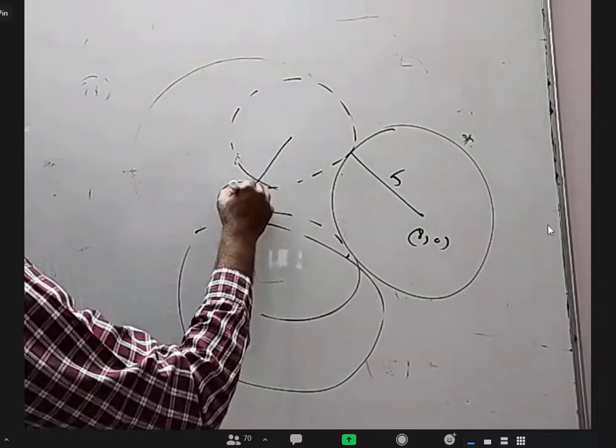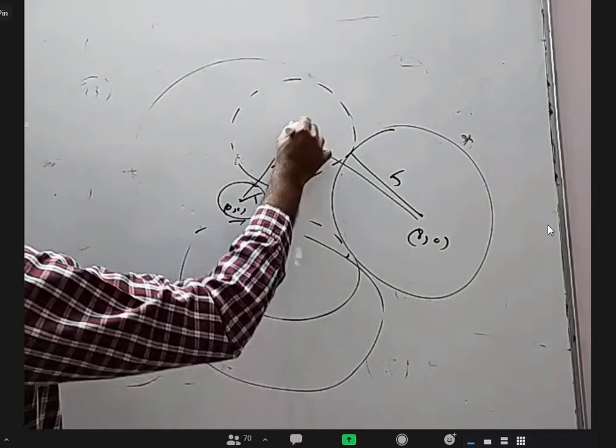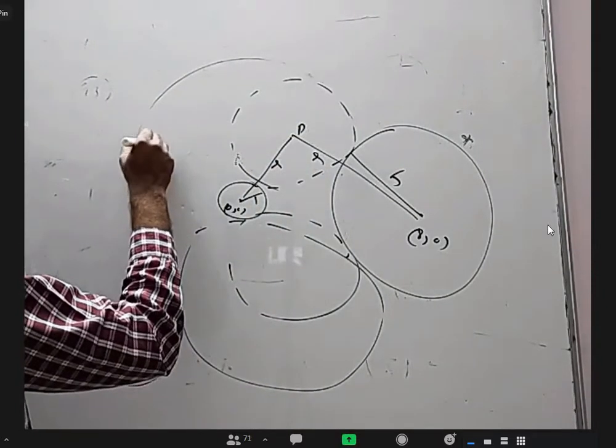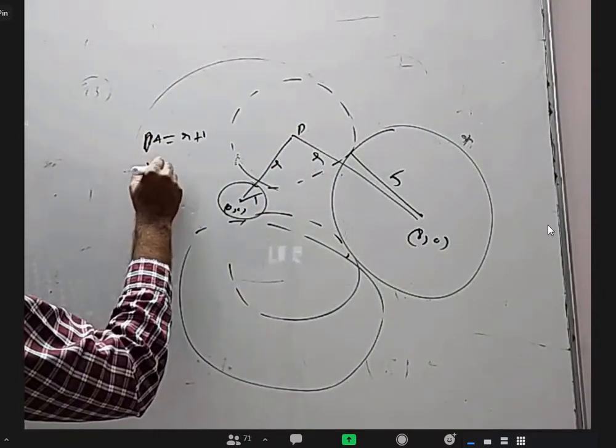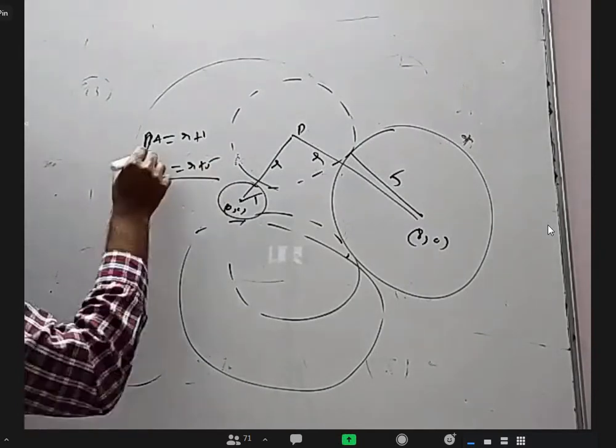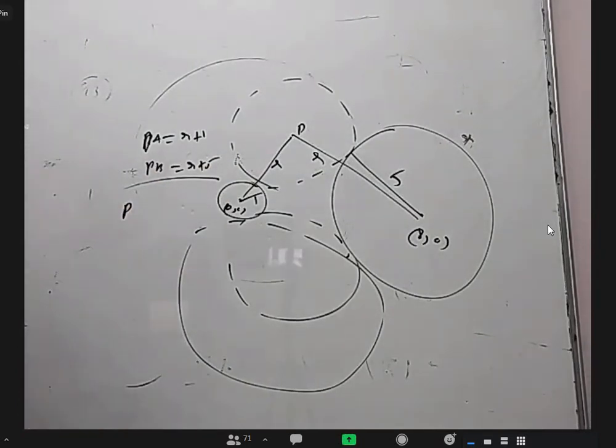Then you'll get a hyperbola, because this is R and this is R, this is P. PA is equal to R plus 1, PB is equal to R plus 5. Now, PA minus PB will be constant. Then it will be a hyperbola. We will study about hyperbola later.